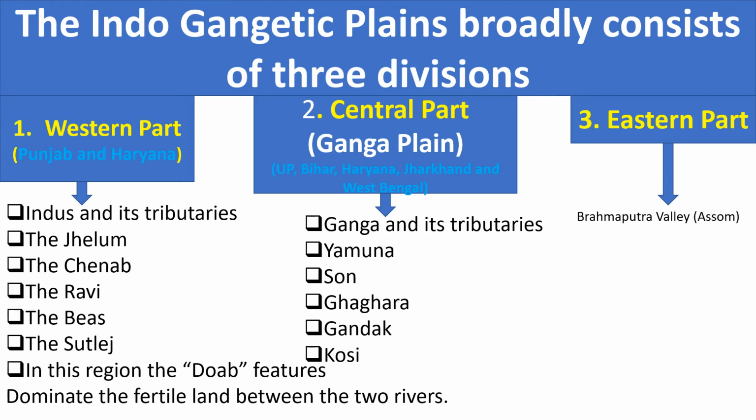The second one, the central part, is formed by the river Ganga and its tributaries Yamuna, Son, Gagara, Gandak, and Kosi. We can find this part in the states of Uttar Pradesh, Bihar, Haryana, Jharkhand, and West Bengal. And the last one is the eastern part. The Brahmaputra Valley of Assam is a low level plain with a general width of 90 to 100 kilometers. It is surrounded by high mountains on all sides except on the west. Terai and semi-Terai conditions exist mostly on the north part of the valley, resulting in wet soil and dense forest.